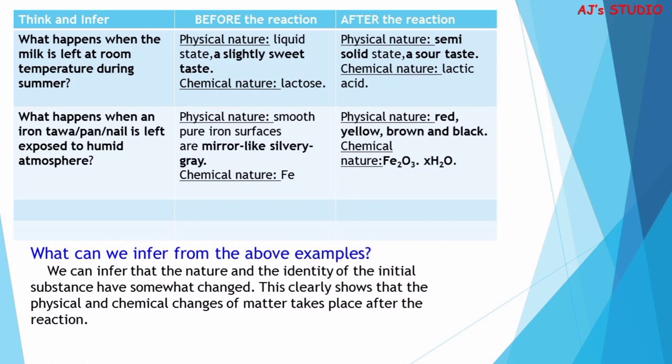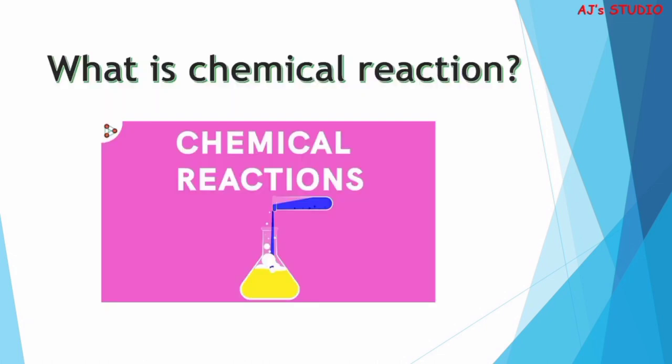Dear children, from this tabular column we can infer that the nature and the identity of the initial substance have somewhat changed. This clearly shows that the physical and chemical changes of matter take place after the reaction. Here children, the physical change of a substance can be easily noted by seeing its color change and by tasting it. Like physical change, shall we see the chemical change? If so, how do we come to know that a chemical reaction has taken place? To find out whether a chemical reaction has taken place or not, let us perform an activity.